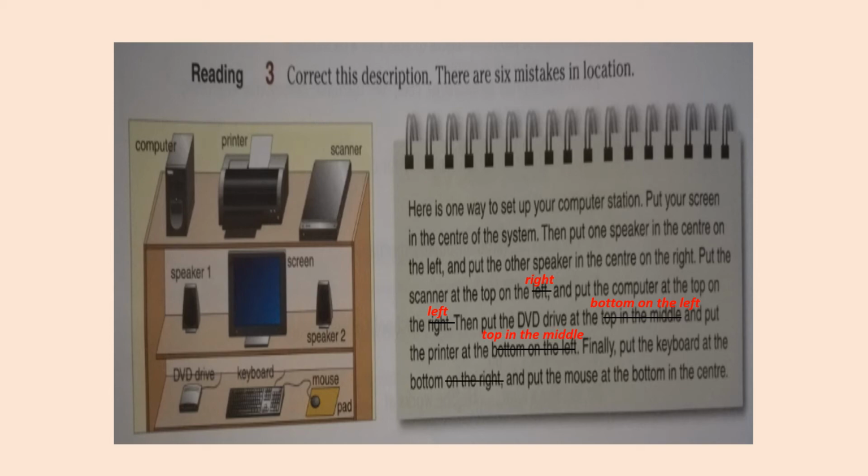The fifth mistake, finally put the keyboard at the bottom on the right. It should be in the middle. And finally, put the mouse at the bottom in the center. It should be on the right.